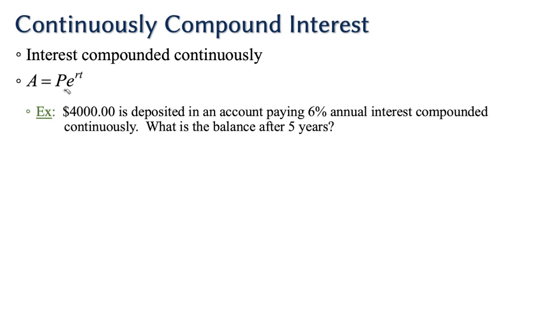So every other letter stands for the same thing. A, of course, is still the amount in the account. P is the initial amount, the principal. And R and T still are the rate as a decimal and the time in years.